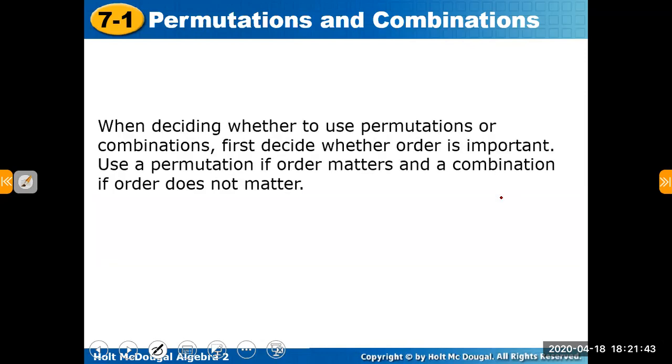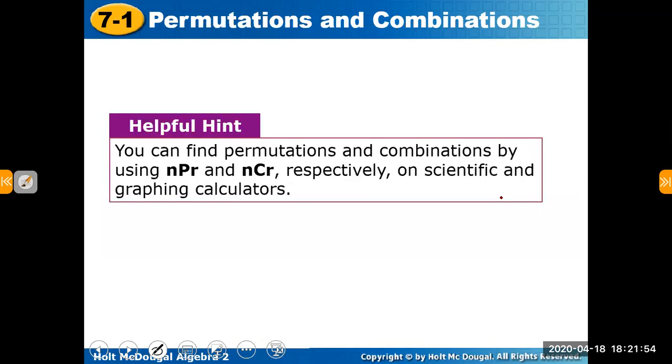When deciding whether to use permutations or combinations, first decide whether order is important or not. Use a permutation if order matters, and use a combination if the order does not matter.